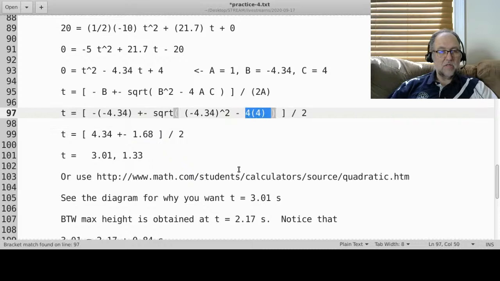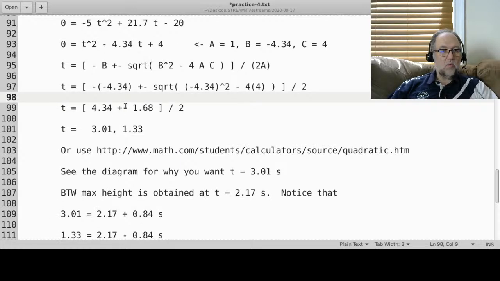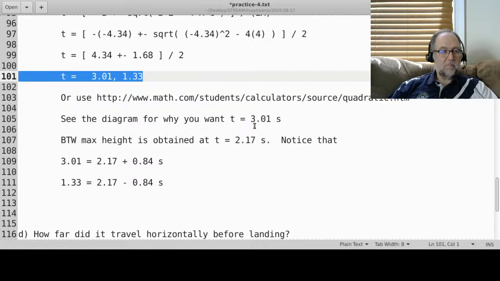And then here's minus 4 times c, a being 1, and there's 2a where a is 1. Okay, and working it through, it just turns out that those are the two values you get. You get 3.01 seconds and 1.33 seconds, like that.